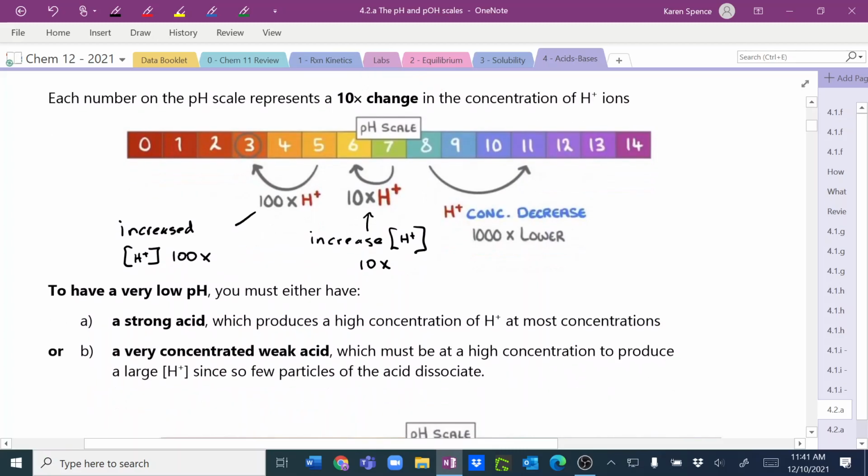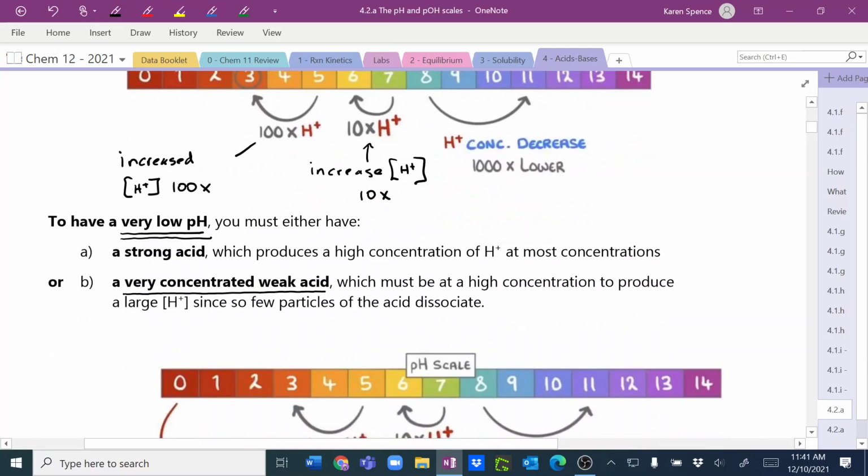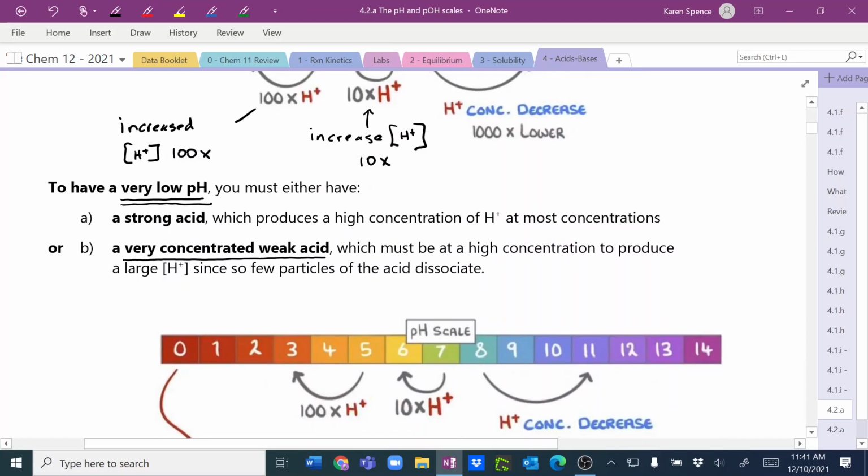And I think we touched on this earlier, to have a very low pH, you can either have a strong acid, because strong acids dissociate 100%, or you can have a very concentrated weak acid. It must be at that high concentration to produce a low pH.